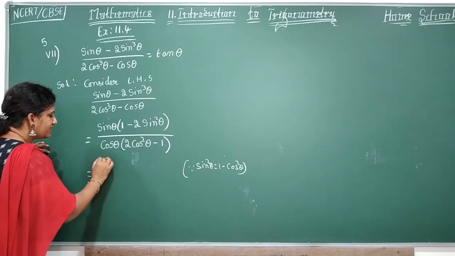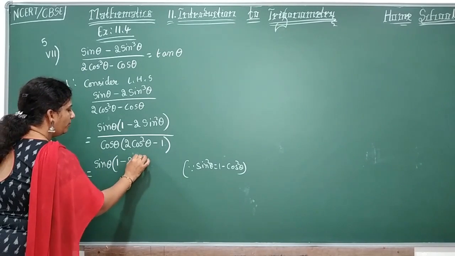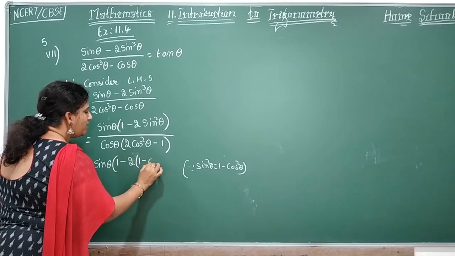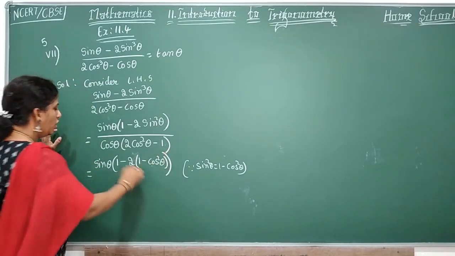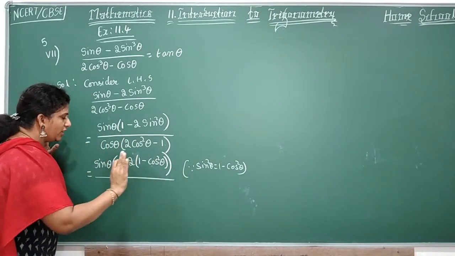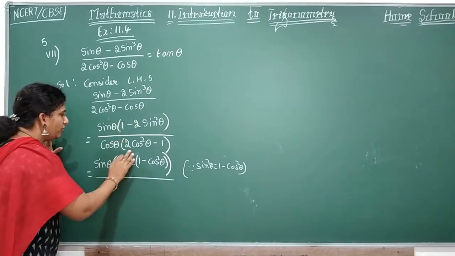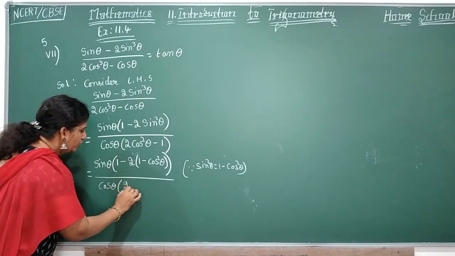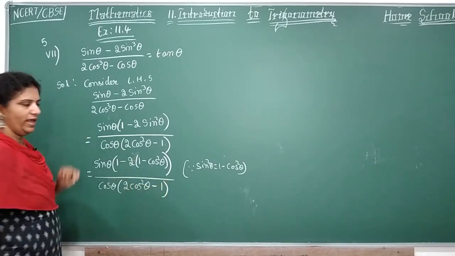It is equal to sin theta into 1 minus 2, brackets. You should be very careful, you have to write this in brackets, 1 minus cos square theta, whole divided by. Look here, children, no need of changing anything in your denominator. If you change it, again it will be reciprocal. Don't change the denominator, write it as it is: cos theta into 2 cos square theta minus 1.